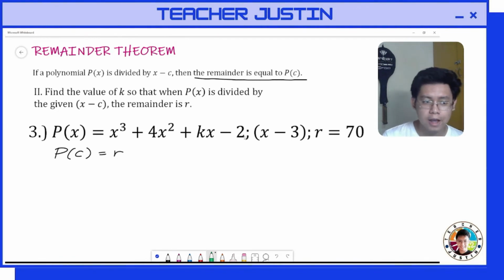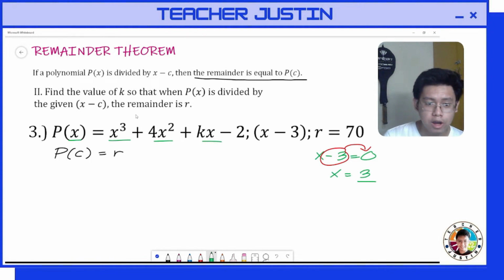In solving this, our first step is for us to equate our binomial x minus 3 to 0 and solve for the value of x. So we transfer negative 3 to the other side of the equation, giving us the value of x, which is 3. And this value of x, which is 3, will be the value that we will replace to all variable x in our polynomial. So we will have p of 3 is equal to our remainder, which is 70.